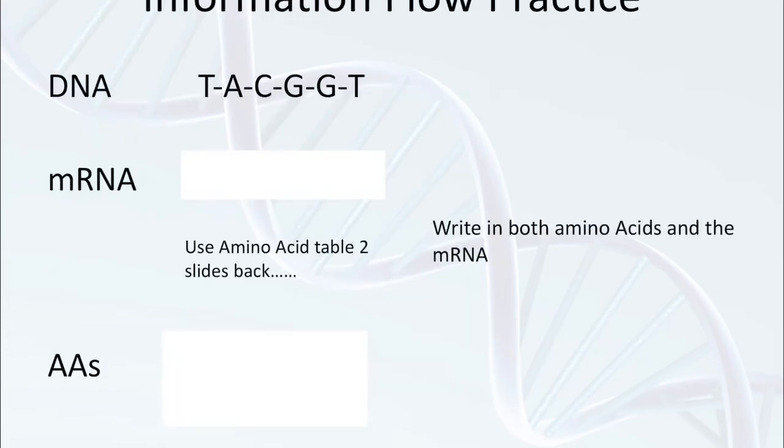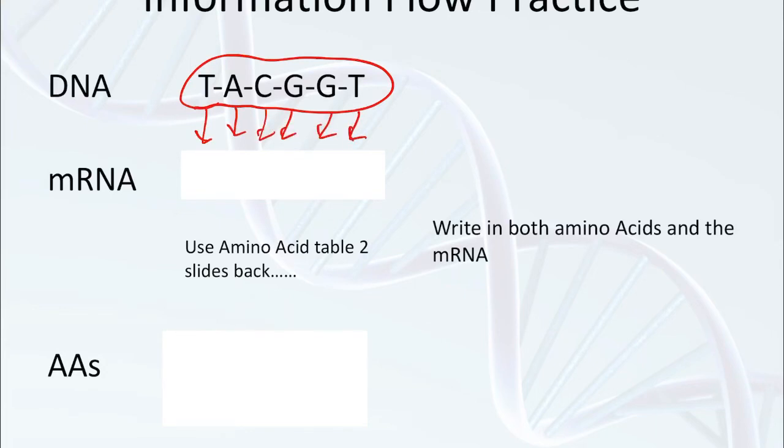So what I want you to do here is work through some information flow practice. Really what you're going to do is use this template strand of DNA here, and you're going to write in which messenger RNA bases match up with these. So what does the T match with? What does the A match with? C, G, G, T. This is all happening in the nucleus.